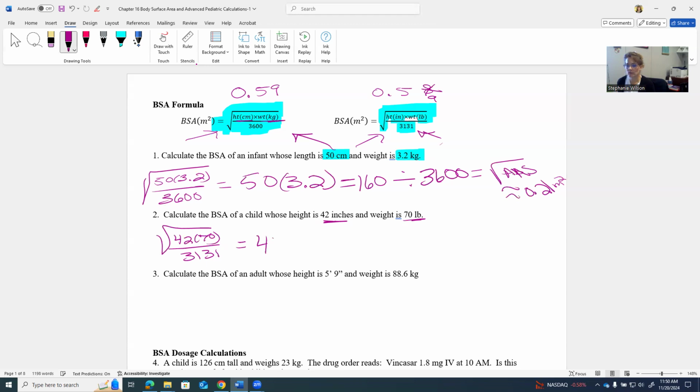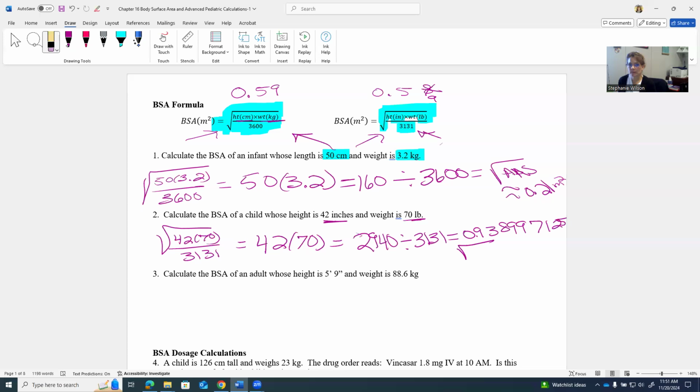And I'm going to say 42 times 70, and then I'm going to press equal. Now I get 2940, and then I'm going to press divide while that's showing there. Divide 3131, press equal. This gave me 0.938997125, and now hit square root. You don't hit equal, just hit square root, and then we get this answer.